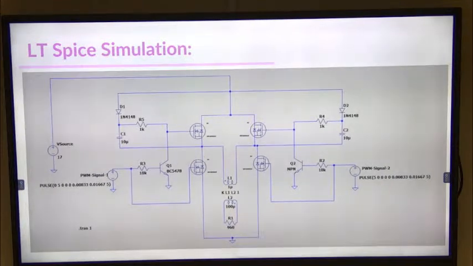Here we can see the circuit in LTspice completely built. We can see the V source, which is the source voltage. We can also see the H-bridge configuration of the MOSFETs, our bootstrap circuit, and our PWM signals, which were simulated in LTspice thanks to a command it has to create pulse signals.